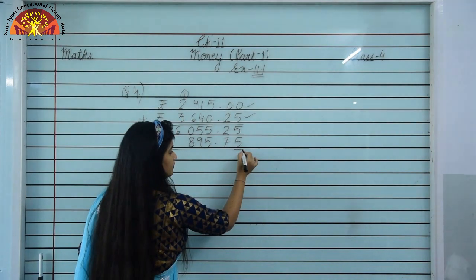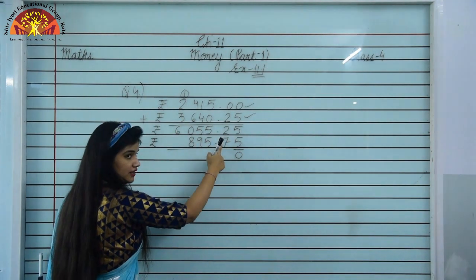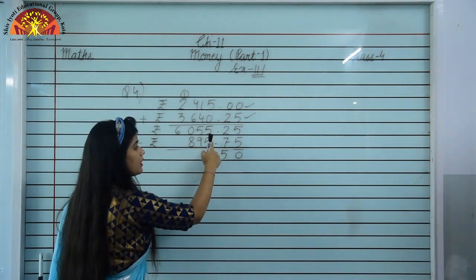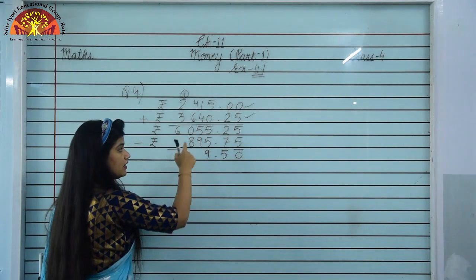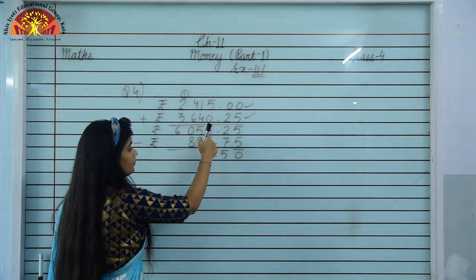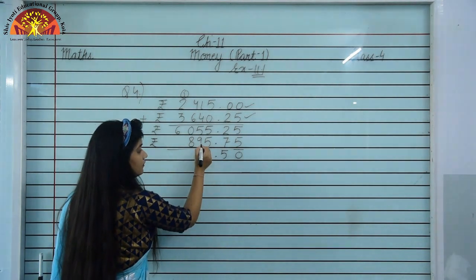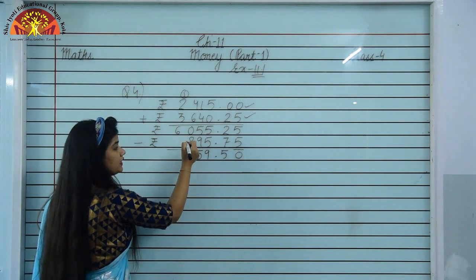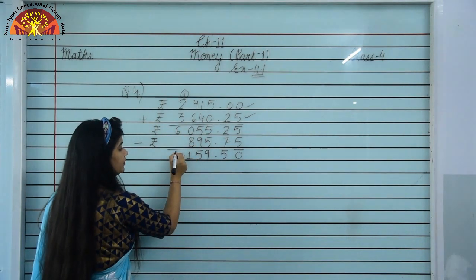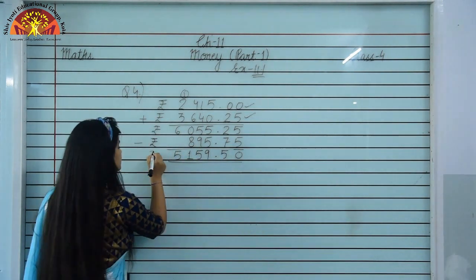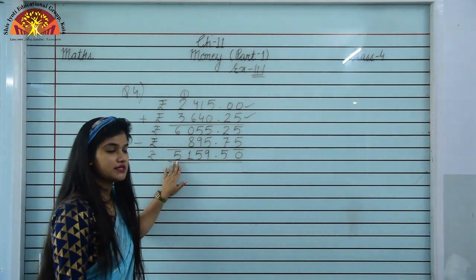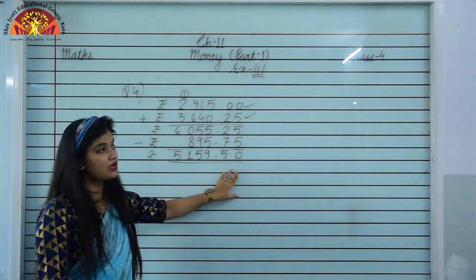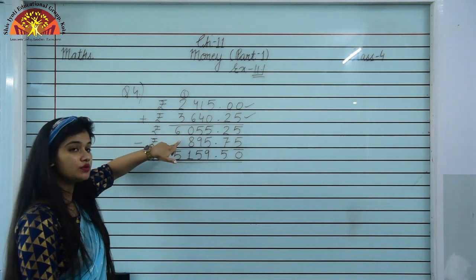5 minus 5 will be 0. Now 12 minus 7 will be 5, decimal. Now it will be 4, and 14 minus 5 is 9. Again this will be 4, and 14 minus 9, we are subtracting 9 from 14, it will be 5, and it will be 9 minus 8, 1, and it will be 5. So here the answer is 5159.50. Is it clear? We had to subtract the third number from the sum of the 2 numbers.